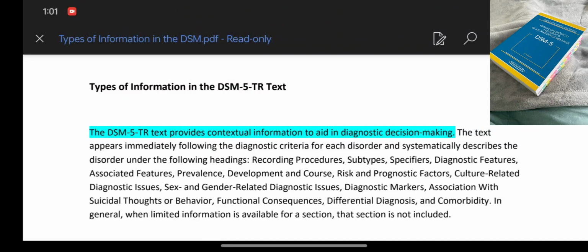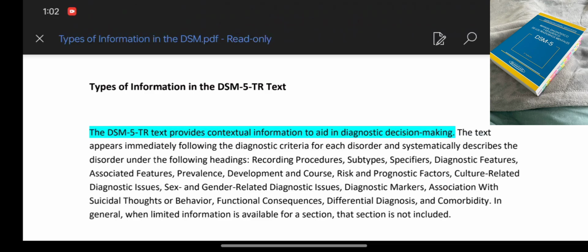Let's have a short introduction about DSM. DSM stands for Diagnostic and Statistical Manual of Mental Disorders, and TR is text revision. This manual is published by the American Psychiatric Association and used by mental health professionals to diagnose and classify mental disorders. The text revision TR version includes updated text, description, clarification, and new information based on recent research, while the diagnostic criteria largely remain the same.